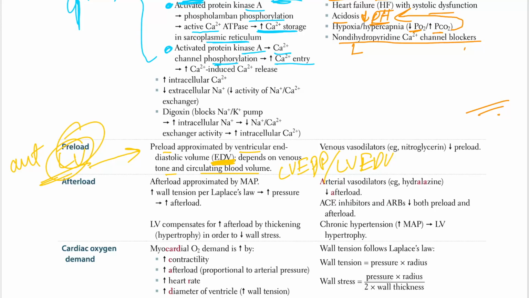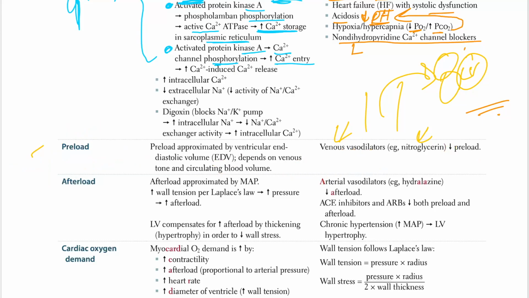contraction, right? So we know venous vasodilators, for example nitroglycerin, would decrease the preload. And why would they decrease the preload? Again, simple thing. When you dilate the veins, less blood is going to go to the heart. When less blood goes to the heart, less blood is going to go to the left ventricle. So with the vasodilators, you will decrease the preload.